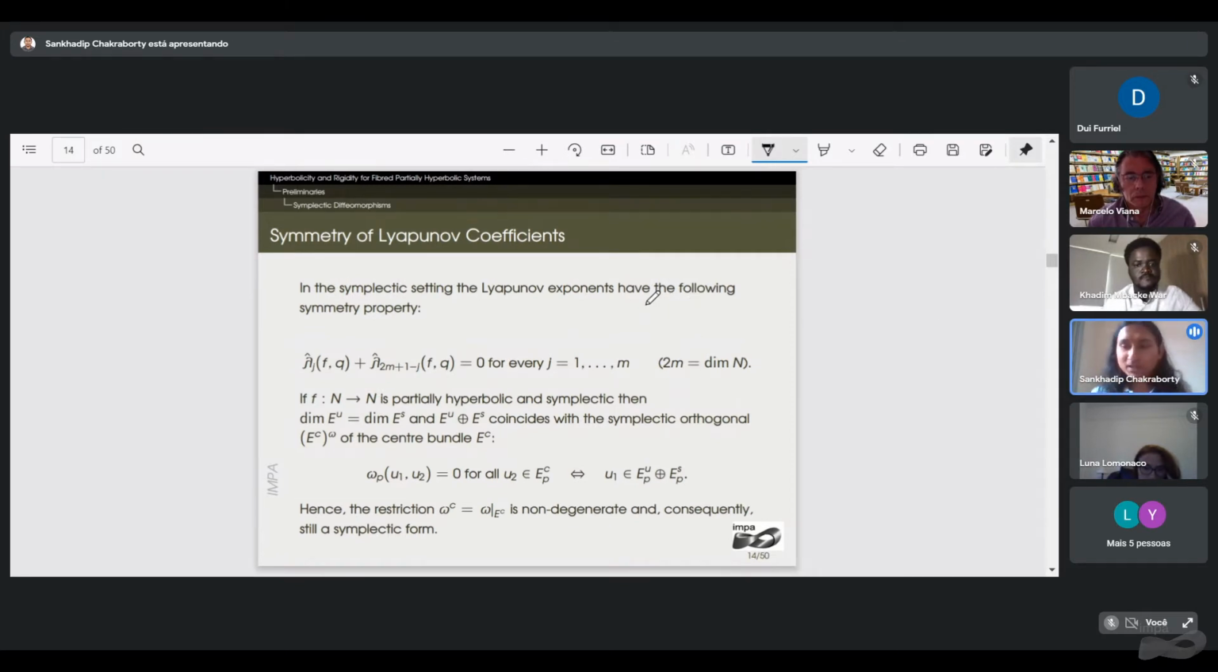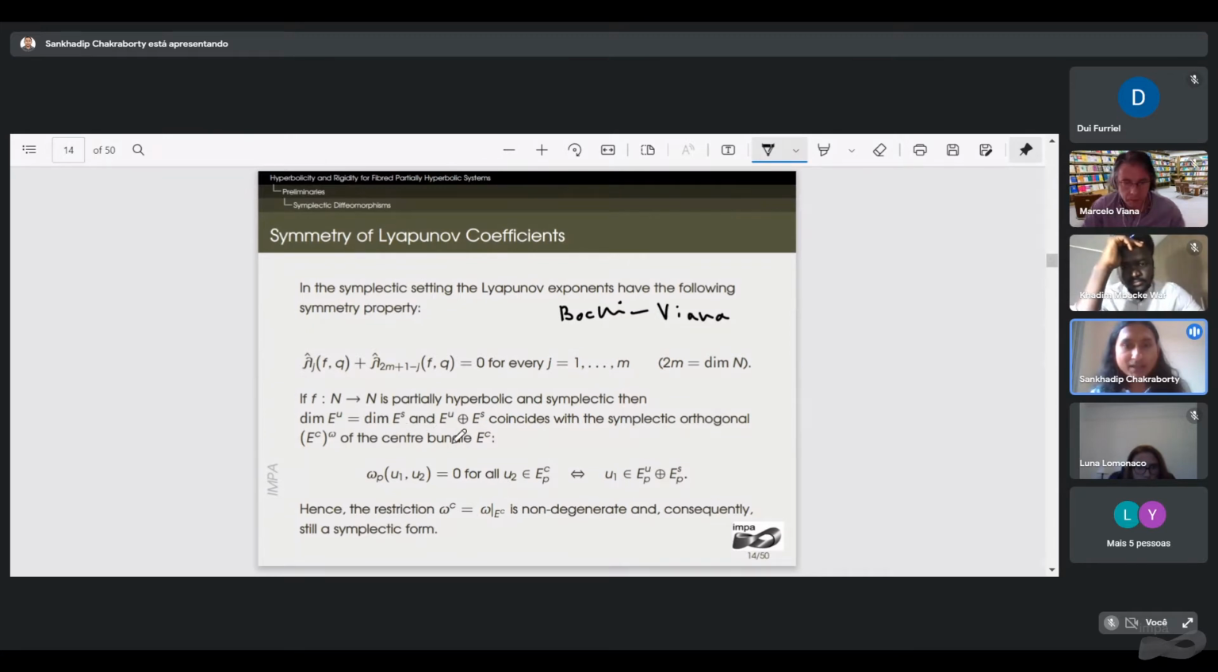Now we are combining the things we have been defining, Lyapunov exponents and symplecticity of the diffeomorphism. So what happens is, there is a paper by Viana which discusses this, which is that when you have a partially hyperbolic diffeomorphism and it's symplectic as well, there is a symmetry between the Lyapunov exponents. So the first one and the last one add to 0, the second one and the second to last one add to 0, and so on. And there is more actually.